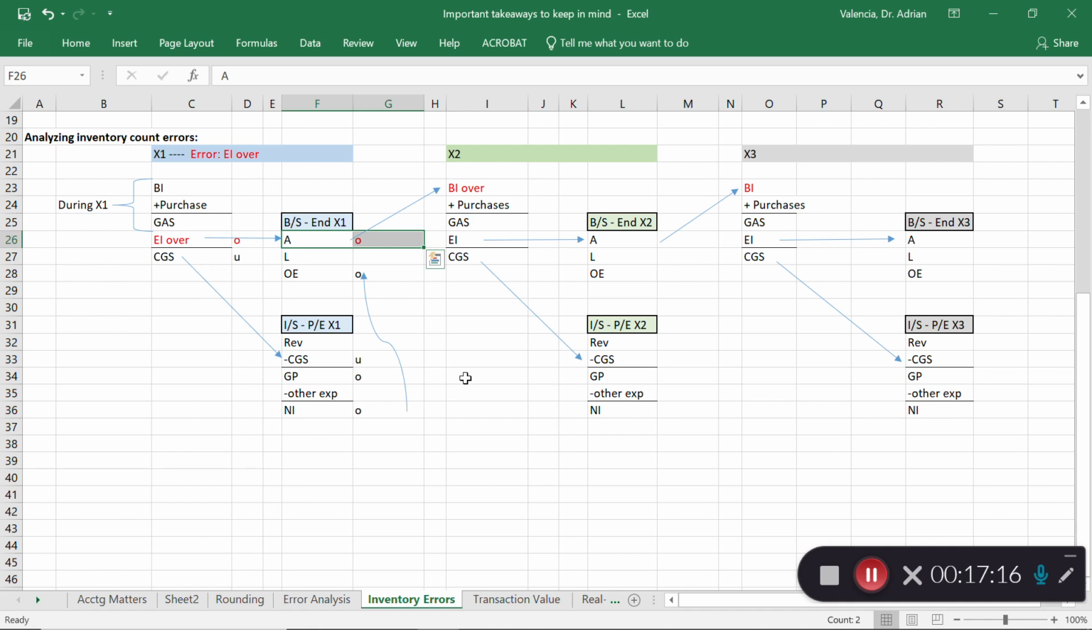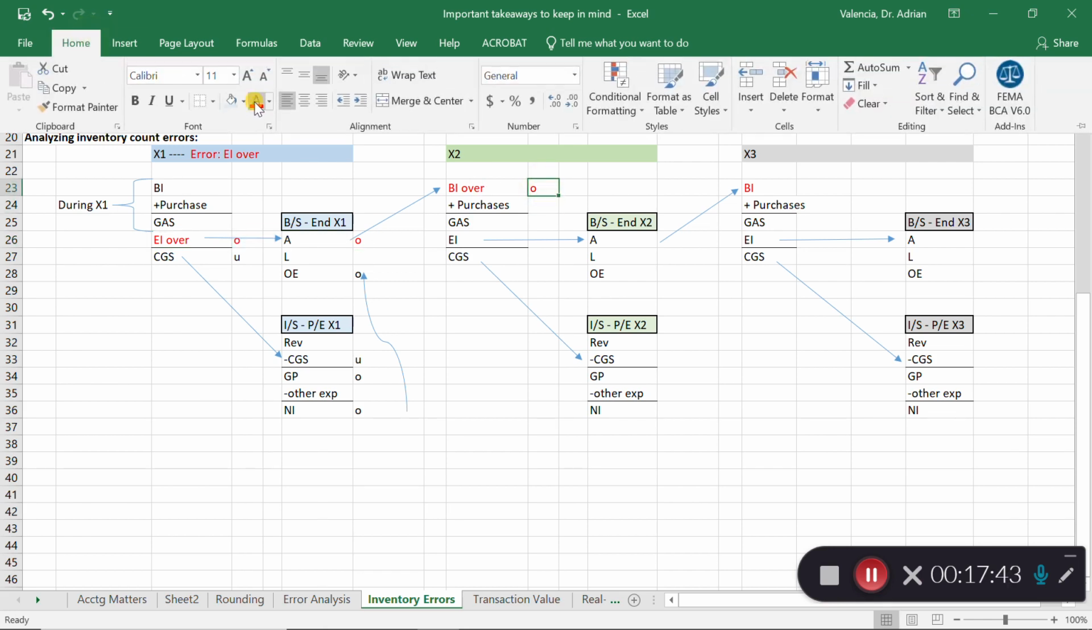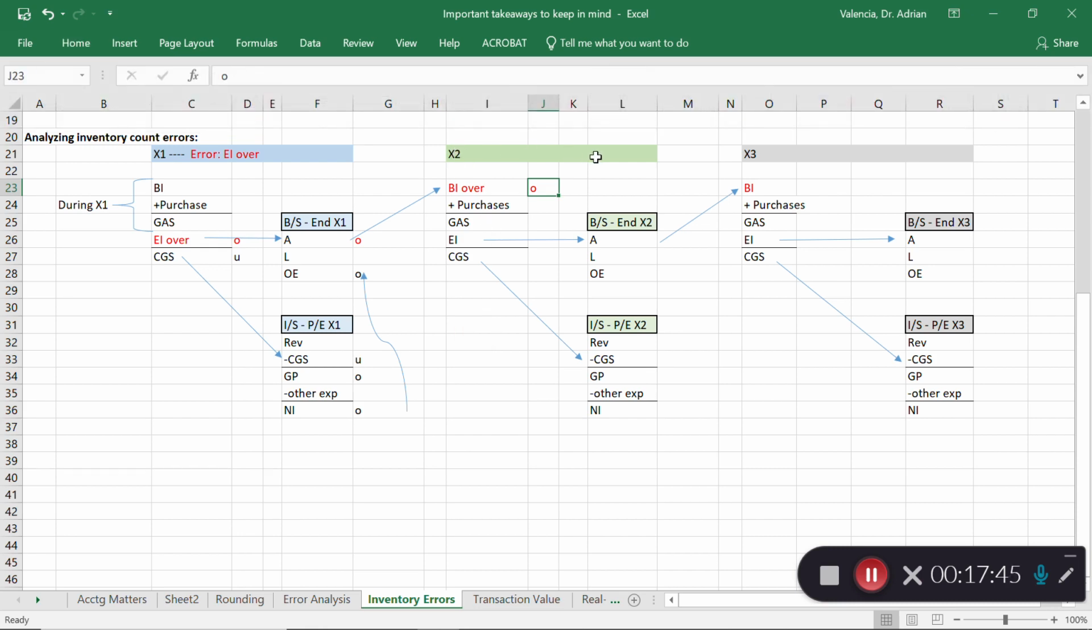All right, we're not done yet. Let's assume nobody's discovered this error, so the error continues. How does it continue? Well, if I messed up on this count, and I said ending inventory is some amount, but it's over, then my ending inventory here on the balance sheet, it's over. Well, that becomes my beginning inventory, and by default, this thing is over as well. So this is just the error carrying itself into fiscal year X2.